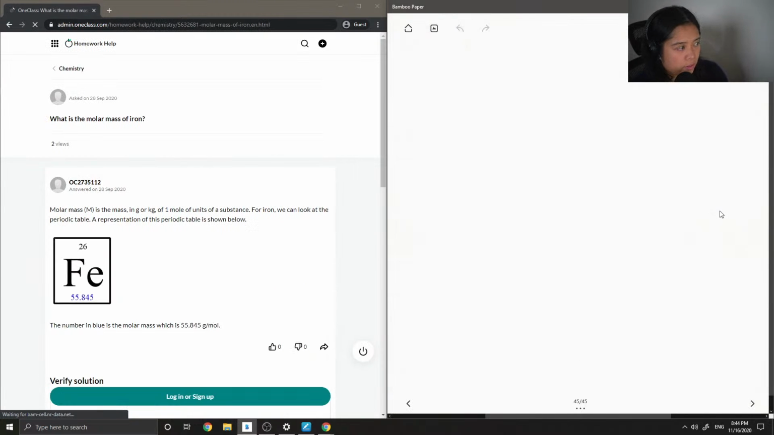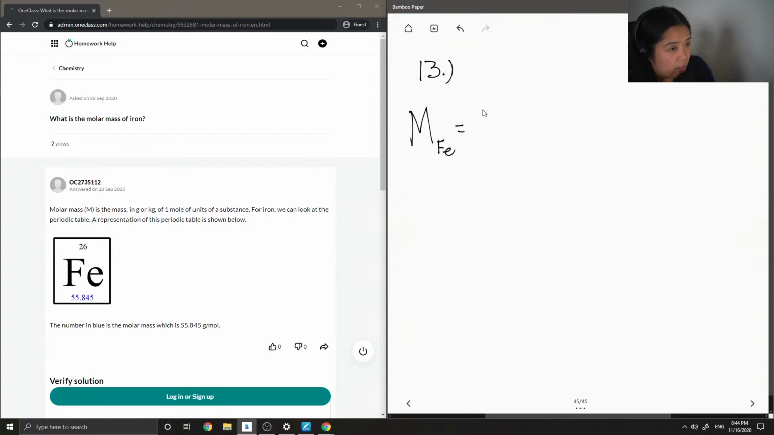Okay, so question 13 just asks, what is the molar mass of iron? Again, you would just simply find iron on the periodic table and find its atomic mass, which is 55.85 grams per mole.